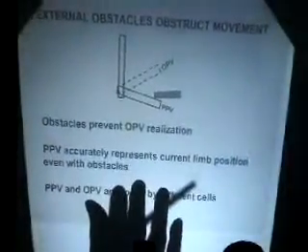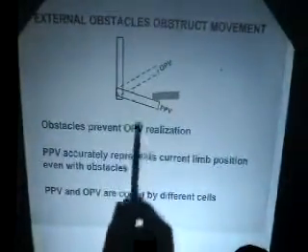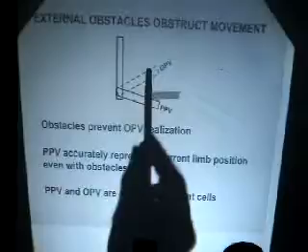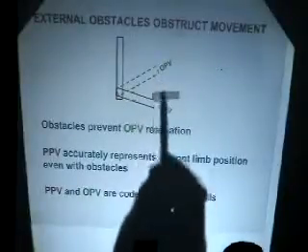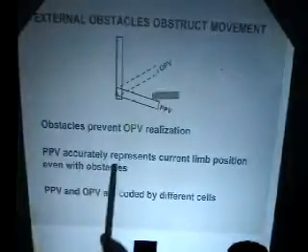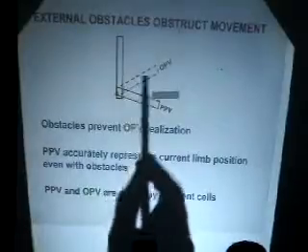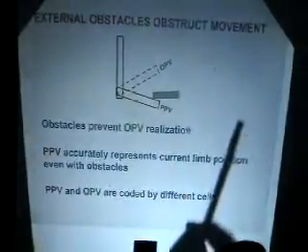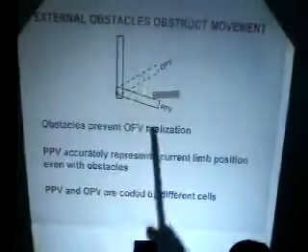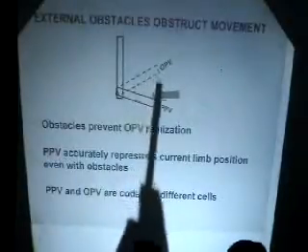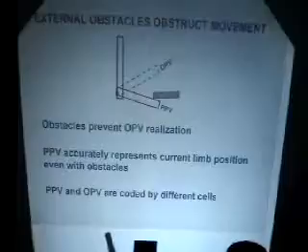And in the presence of obstacles, these two things aren't the same, because obstacles can prevent the outflow position vector realization. So let's say I'm commanding my arm to move there, but as I move, I hit an obstacle. So the PPV accurately represents the current limb position, even with obstacles, but the OPV, where I want to go, isn't realized. And so this suggests if you're going to be able to deal with this situation, to know where you really are, and contrast it with where you want to go to formulate a strategy for fixing things, you should code these 2 different kinds of information by different populations.